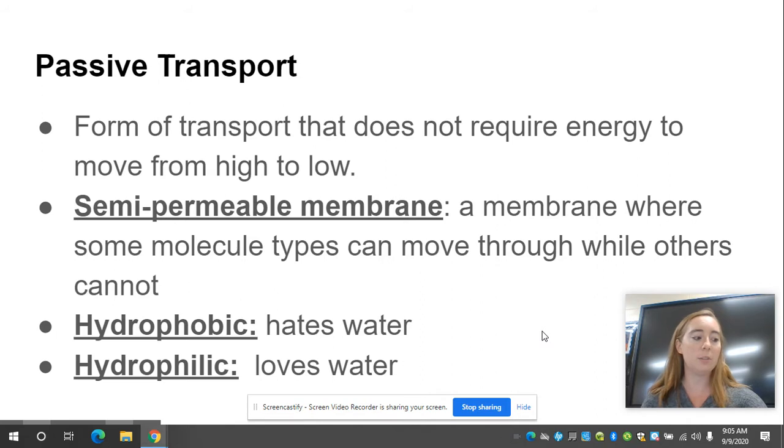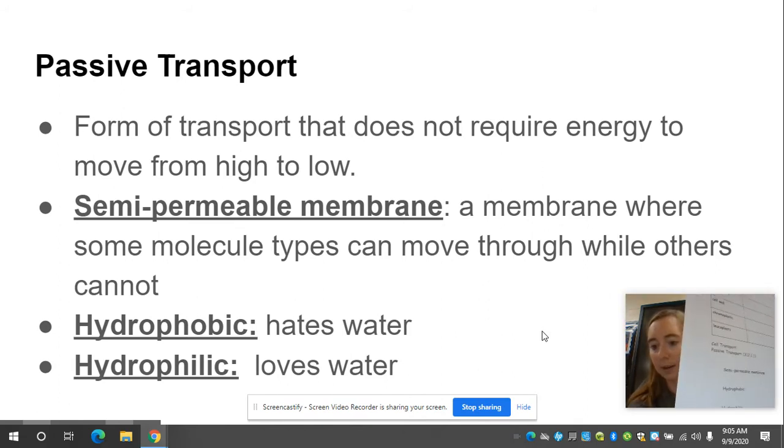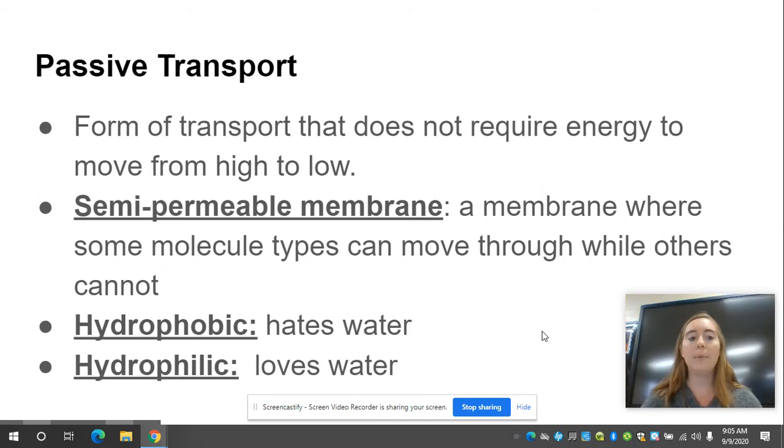We're going to start then on passive transport. If you have your notes packet, you will see the words passive transport. I will show you where this is. If you go under cell transport here at the bottom of your page, you will see passive transport. Passive transport is a form of transport that does not require energy, like I said before, to move from high to low. You really want to make sure you write this down.